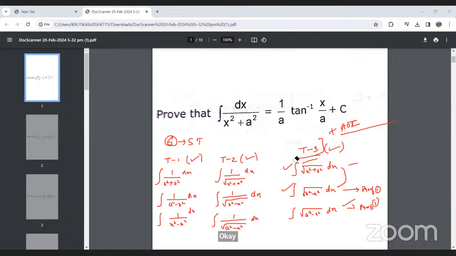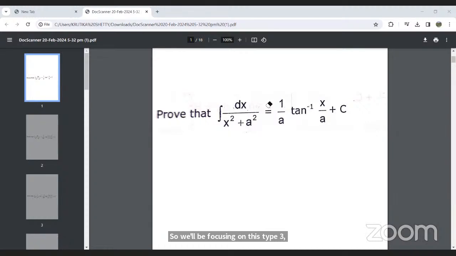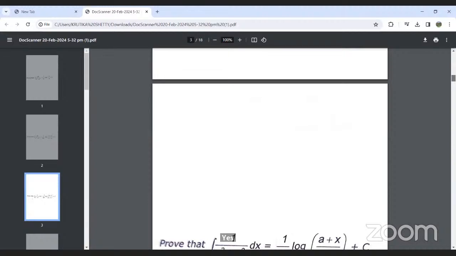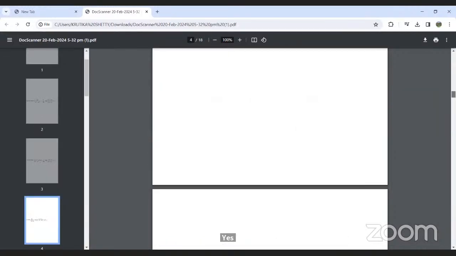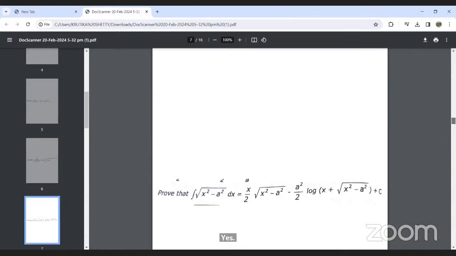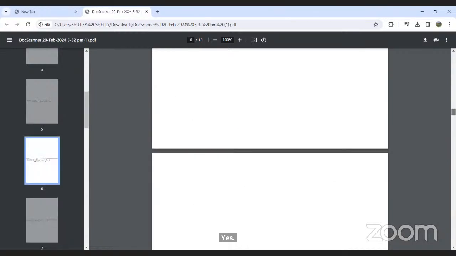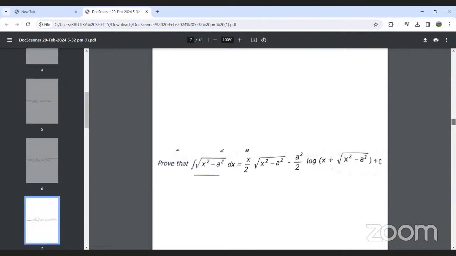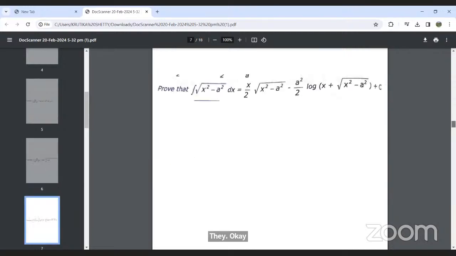Okay. So we'll be focusing on this type 3. Pay attention. So we'll be discussing this. And already these proofs have occurred. Every year they ask for 5 marks. Okay. So you need to be ready with these proofs.